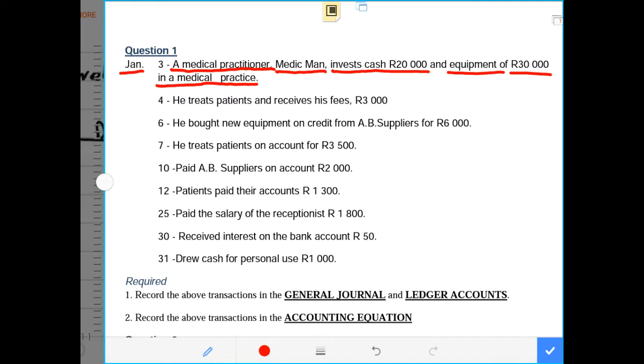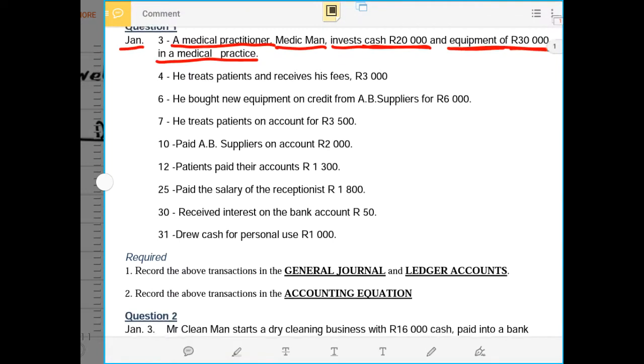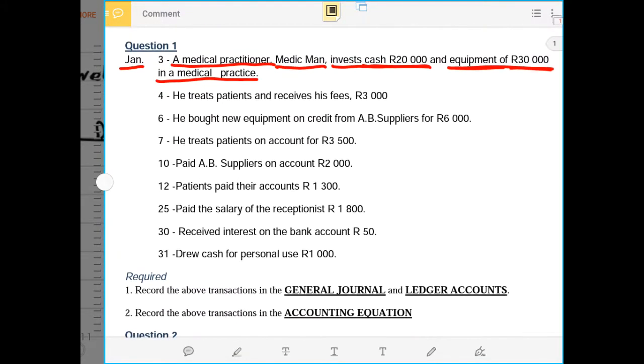So now this is the money that has been contributed by the owner of the business in this medical practice, and 20,000 of cash was deposited, and also equipment to the value of 30,000 was invested in this practice. And they gave us all the other entries as we go forward. I will read them as I answer the requirements.